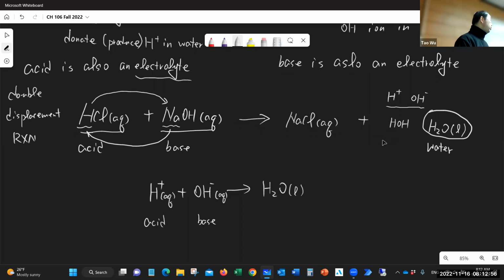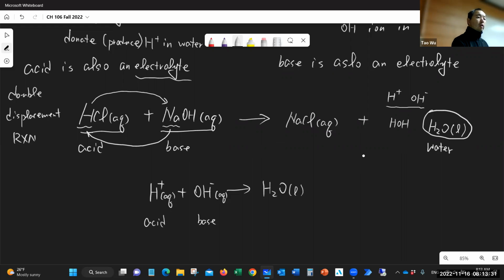HOH is actually just water, but when we write water, we write H2O. HOH is also a formula for water, but usually we don't write it like this. So eventually, an acid and base reaction is going to generate water. This is the eventual reaction for an acid-base reaction: it generates water.